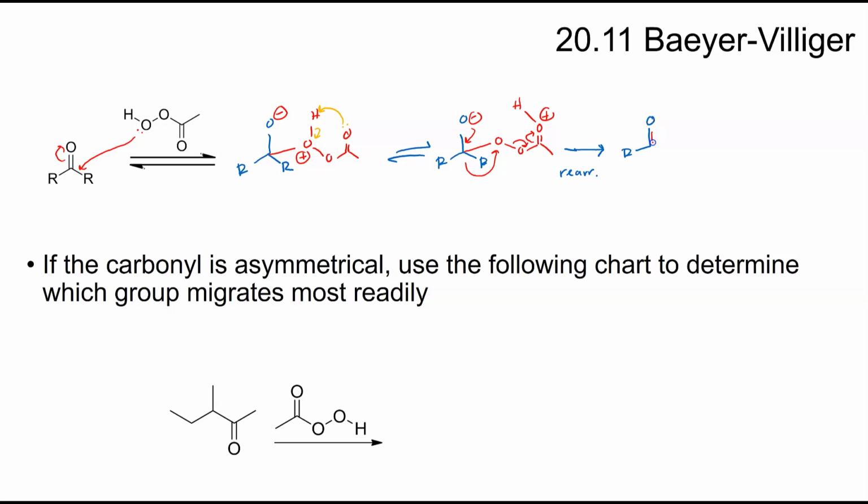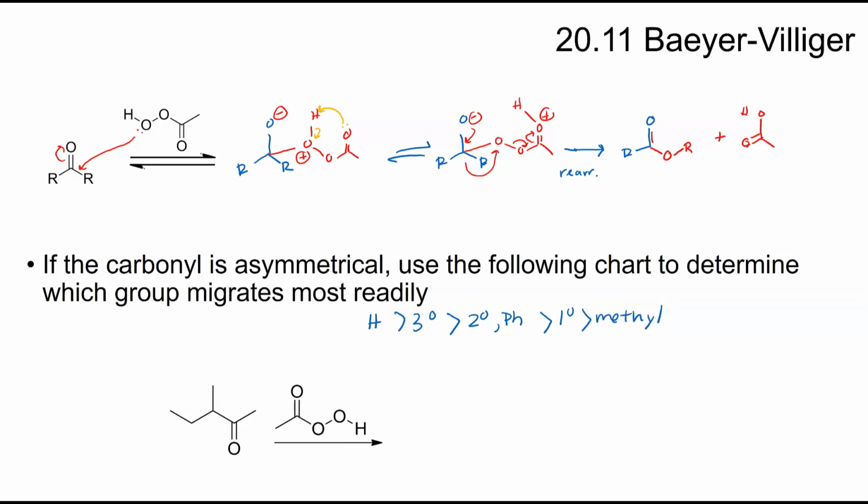So my oxygen formed a new double bond, broke this bond onto the oxygen. So I have O and then the R, plus carboxylic acid. So in this case, if the carbonyl is asymmetrical, we use the following chart to determine which migrates most readily. So H will go first. If you had an aldehyde, the hydrogen will migrate to form the carboxylic acid, followed by tertiary groups. Secondary and phenyl are tied. Primary and methyl is the least likely to shift over.